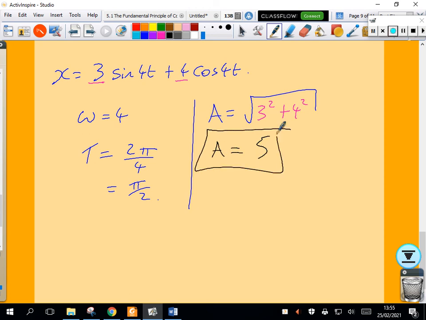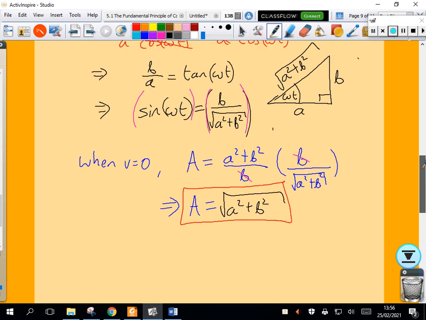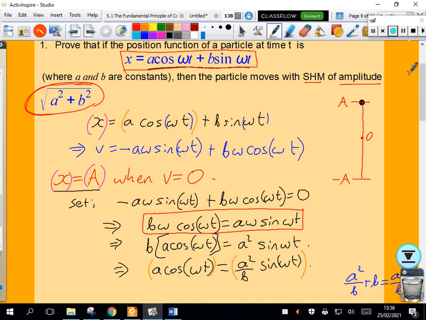So if you learned off by heart that position functions of this type will produce an amplitude of the square root of a squared plus b squared, that's well worth remembering. I'll look at one more example based on this in the next class. But go through the proof, make sure you can follow all those steps for finding the amplitude. It can be proven that the amplitude is always equal to the square root of a squared plus b squared. So we can work problems like that.